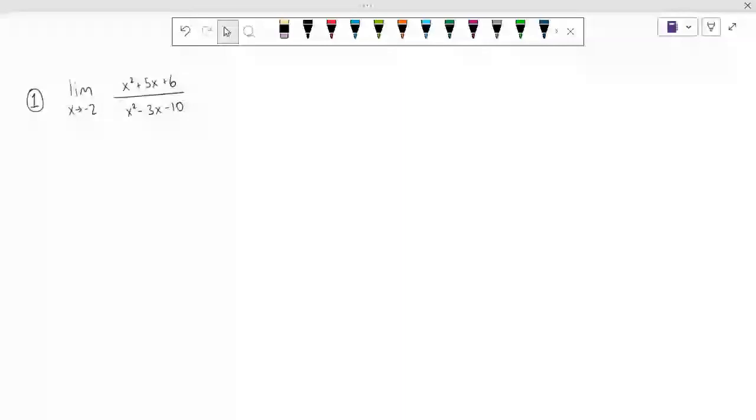x squared plus 5x plus 6 over x squared minus 3x minus 10. So when you have a problem like this, again, I would first just recommend trying to plug -2 in for x.